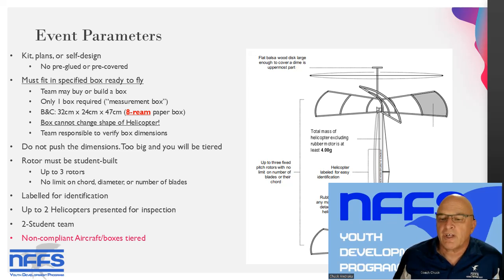Up to 3 rotors. Most helicopters in most configurations will have 2 rotors, either top and bottom as shown on this picture, or a Chinook style where you have 2 on the top or 2 on the bottom adjacent to each other. There's no limit on the chord or the diameter or the number of blades of the rotors other than that which will fit in your measurement box. As with every other year, your device must be labeled for identification. Your best label is your school name, but the rules are not specific here. You have to have a label that differentiates it from other helicopters.